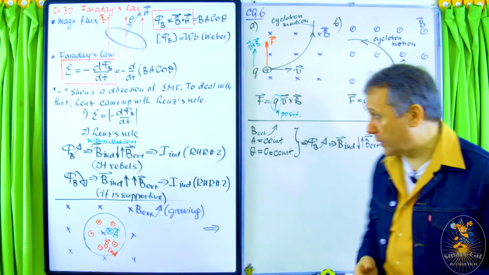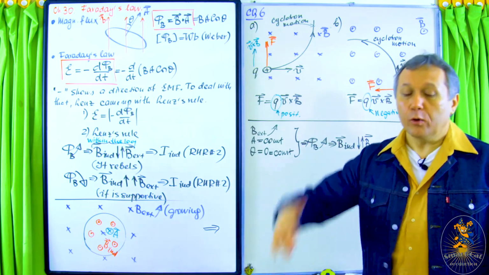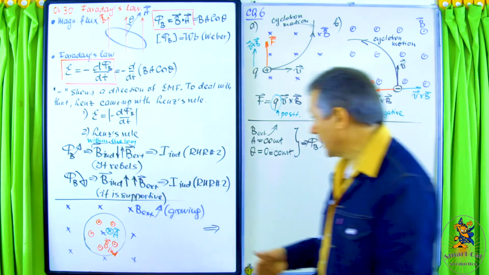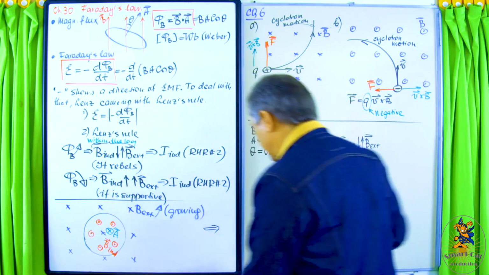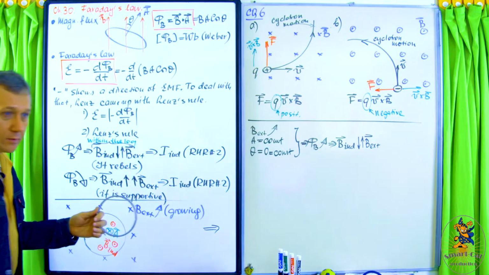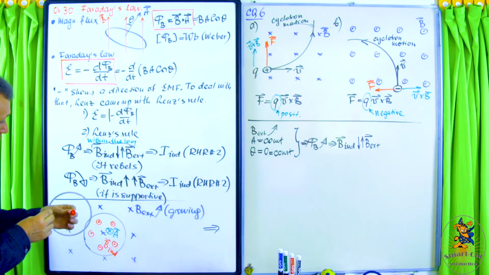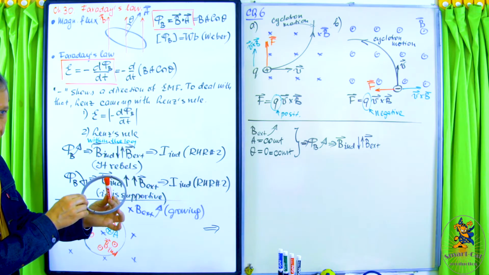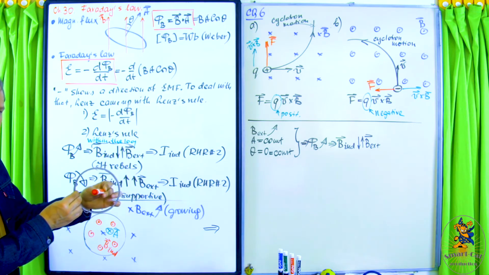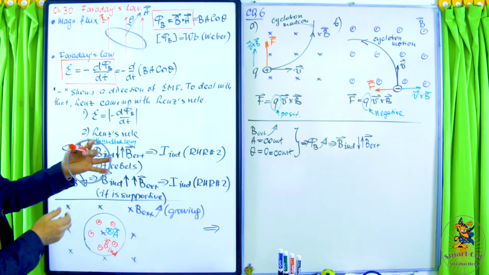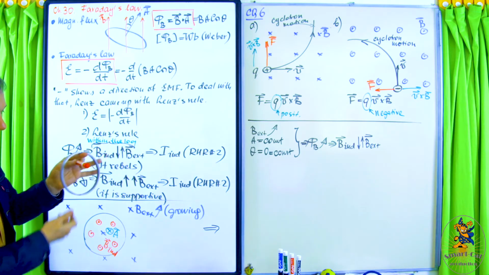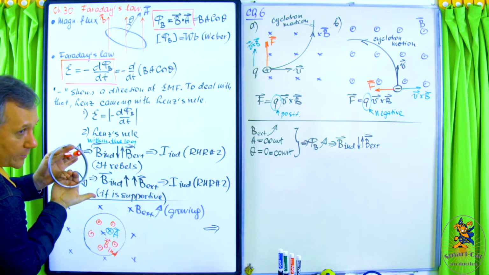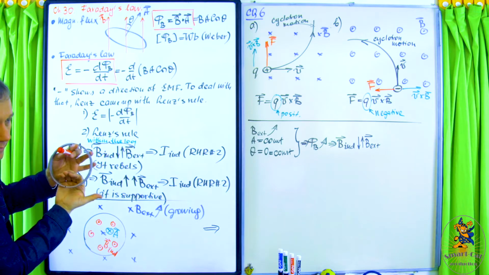Okay, and now the last step. Once you know the direction of the induced magnetic field, which is produced by the induced current, use right-hand rule number 2. Where is my loop? There, right. Now my induced magnetic field is out of the board. So we have this situation, out of the board. In order to match this direction, I need to position my fingers like this.